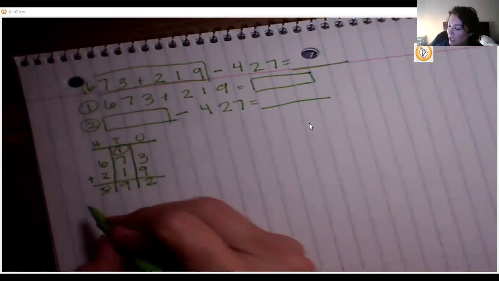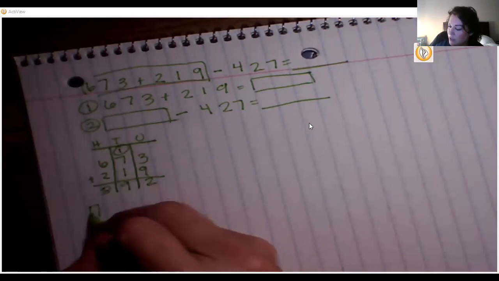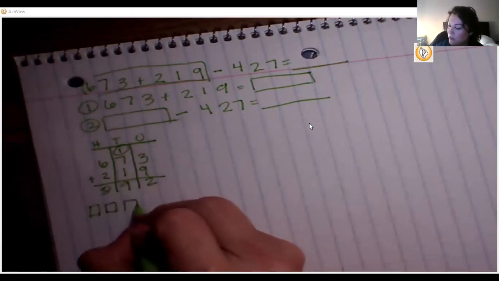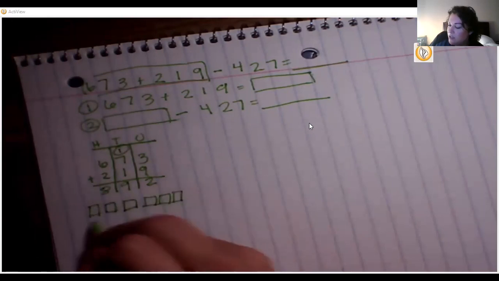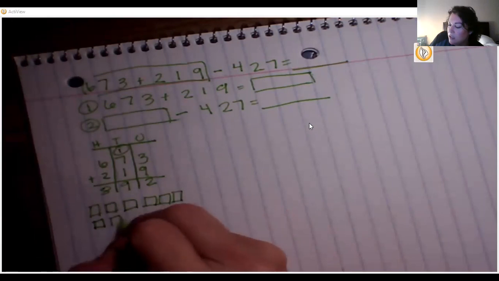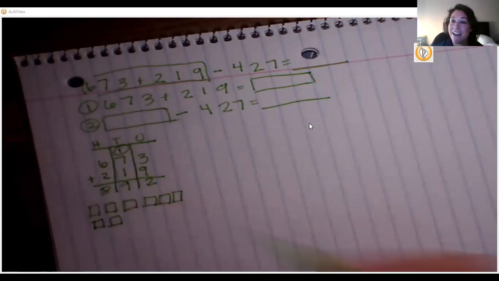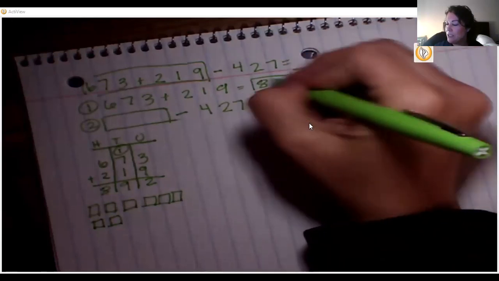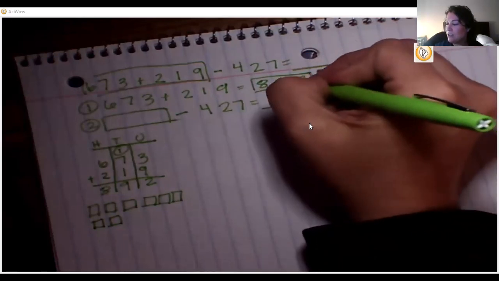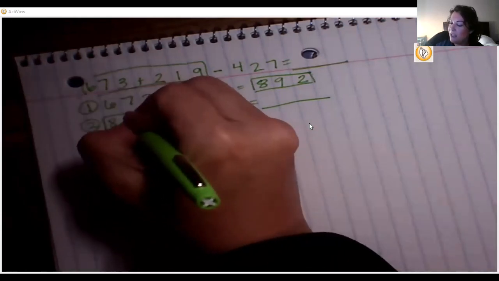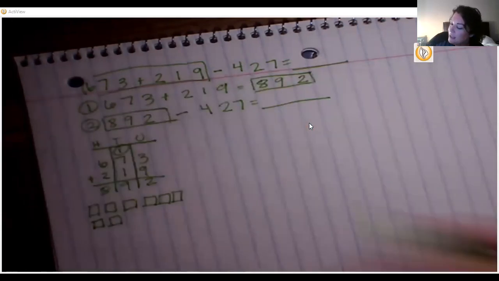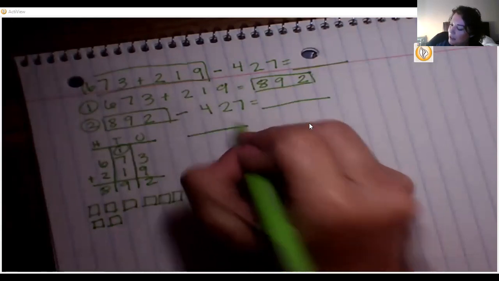Let's do a little check. I started with 600. 1, 2, 3, 4, 5, 6, and I did 2 more. Okay, that equals 8. And look at how many I have. It's a perfect match. I'm happy. 892. Okay. I'm going to use that to solve my next step. Let's set it up.